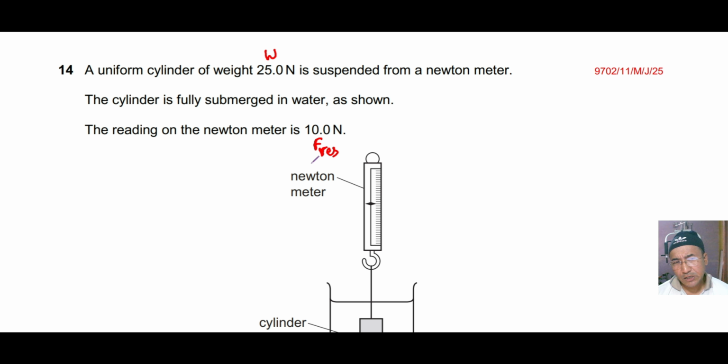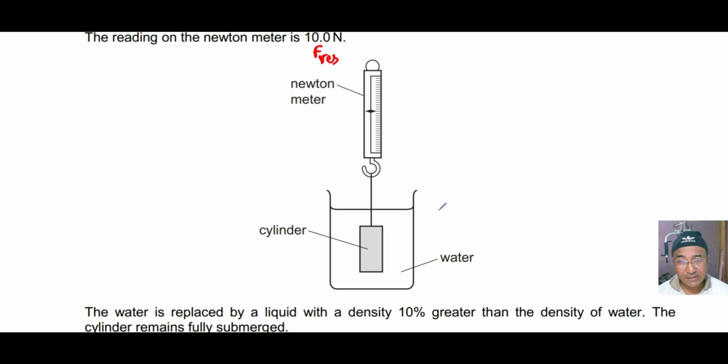So it means that the upthrust should be, because here what happens is whenever a body is suspended like this, one of the forces it experiences is the force of gravity or weight. The other is upthrust, and that gives the resultant force, and that resultant force is recorded in the Newton meters or balances. So we have here the resultant force is equal to force of gravity minus force of upthrust. The resultant measured is 10, equal to 25 minus the upthrust.